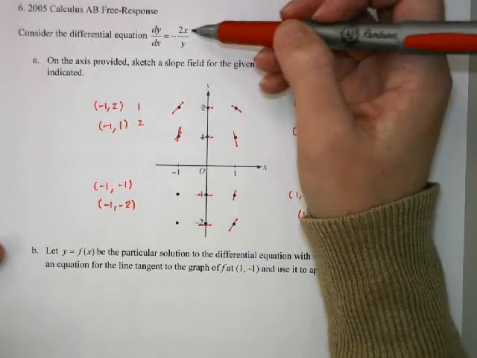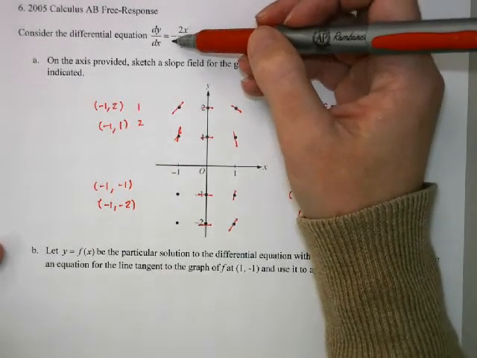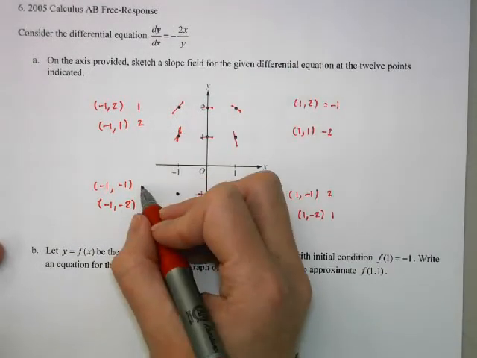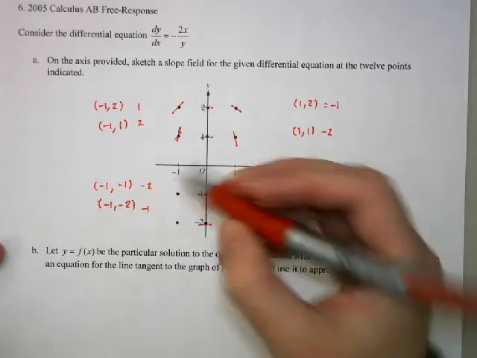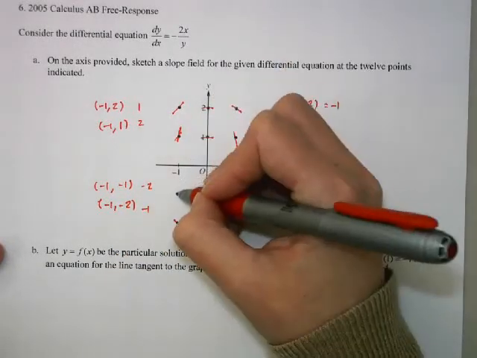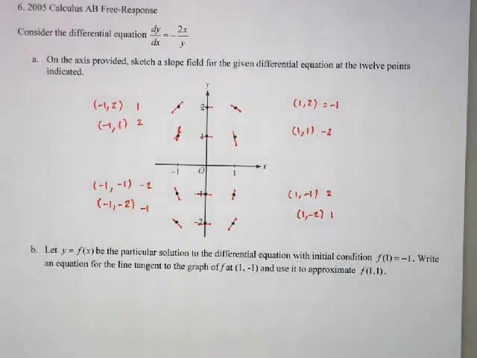When I plug those in, we're going to have a negative over a negative, but we're making that negative, so they're both going to be negative. This one will be a negative 2, this one will be a negative 1. All right, so there's the slope field.